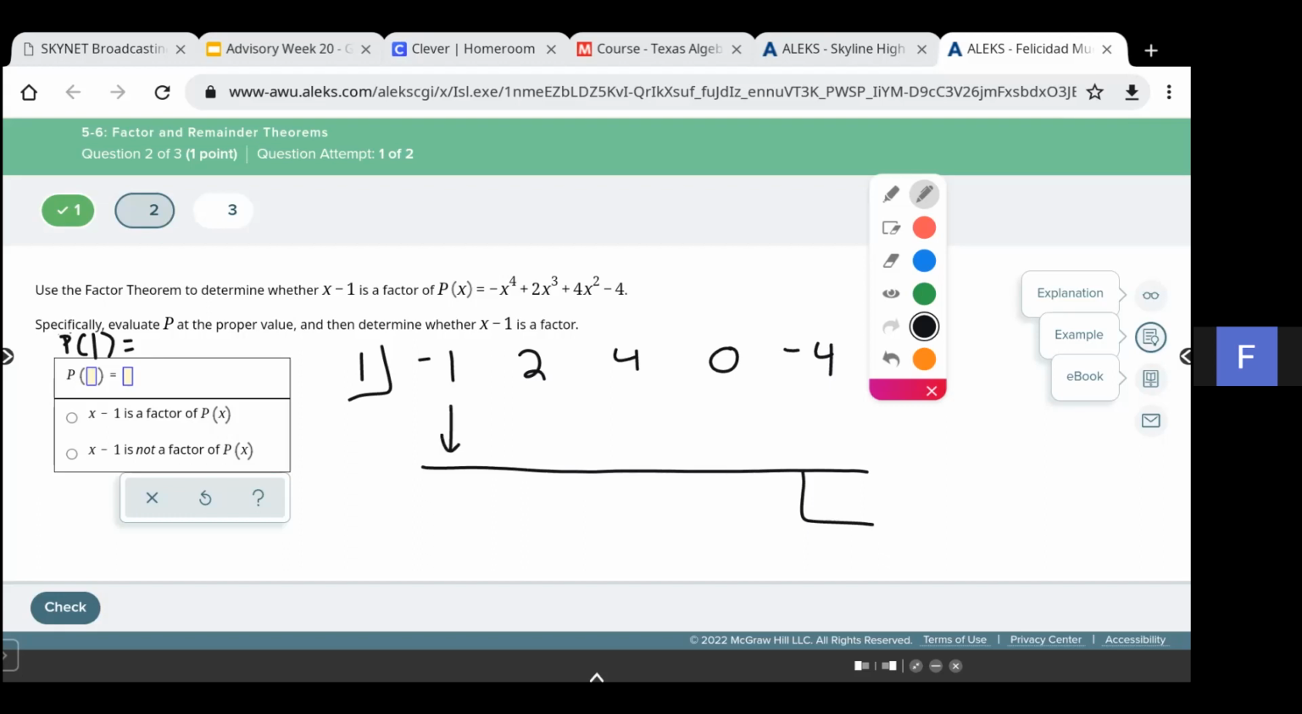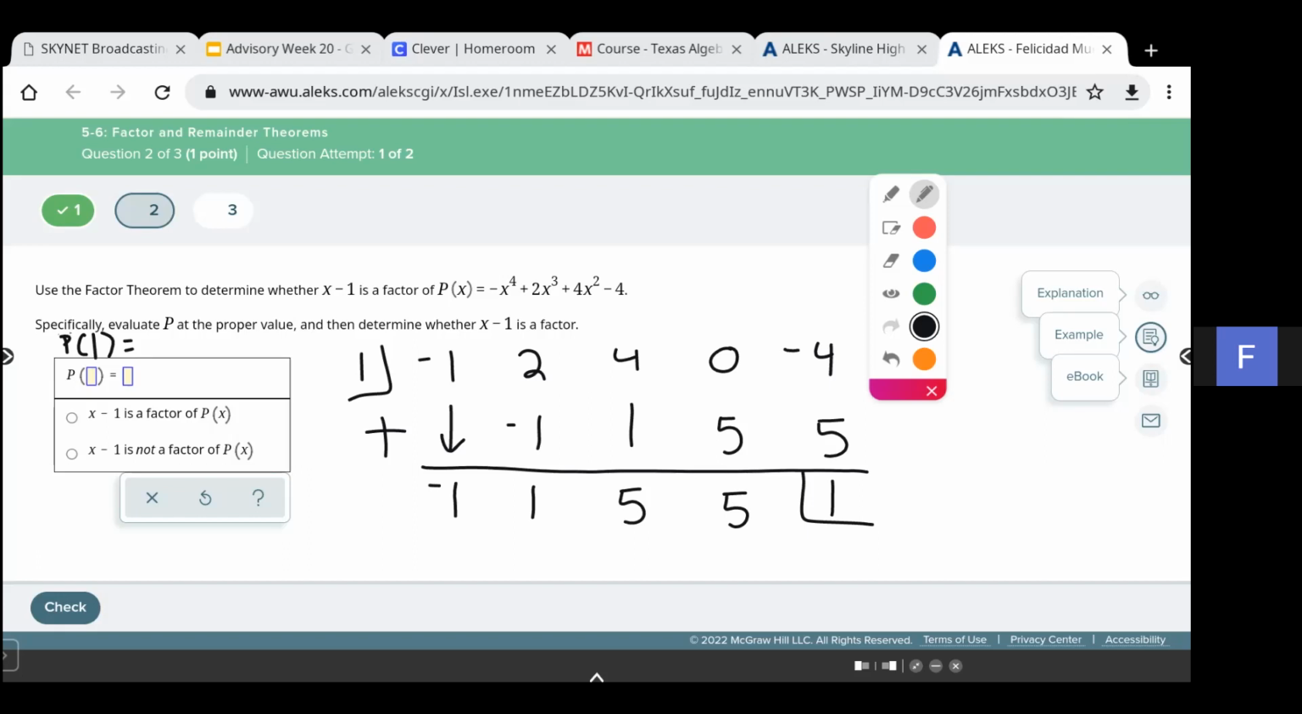I'm going to bring down that negative 1. As a reminder, we are adding here. Negative 1 times 1 gets me negative 1. 2 minus 1 gets me 1. Times 1 gets me 1. 4 plus 1 is 5. 5 times 1 is 5. 0 plus 5 is 5. 5 times 1 is 5. Negative 4 plus 5 is 1.